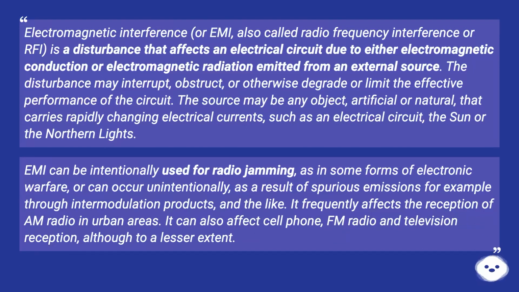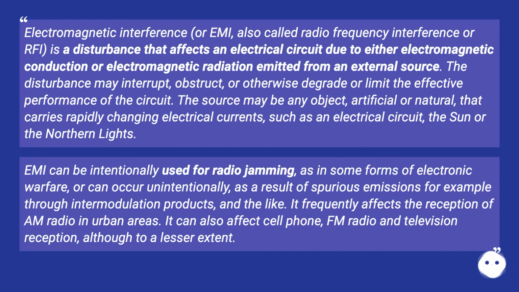Electromagnetic interference, or EMI, also called radio frequency interference or RFI, is a disturbance that affects an electrical circuit due to either electromagnetic conduction or electromagnetic radiation emitted from an external source. The disturbance may interrupt, obstruct, or otherwise degrade or limit the effective performance of the circuit. The source may be any object, artificial or natural, that carries rapidly changing electrical currents, such as an electrical circuit, the sun, or the northern lights.